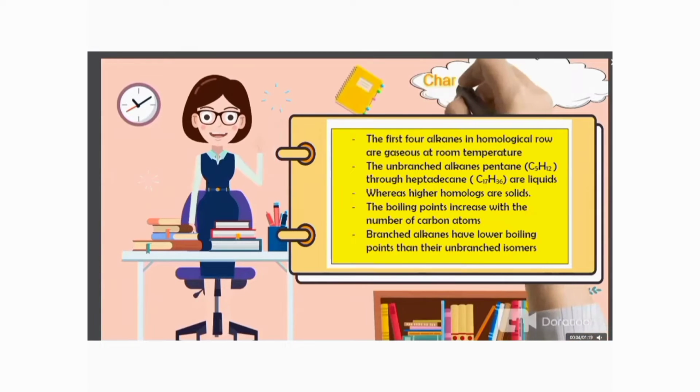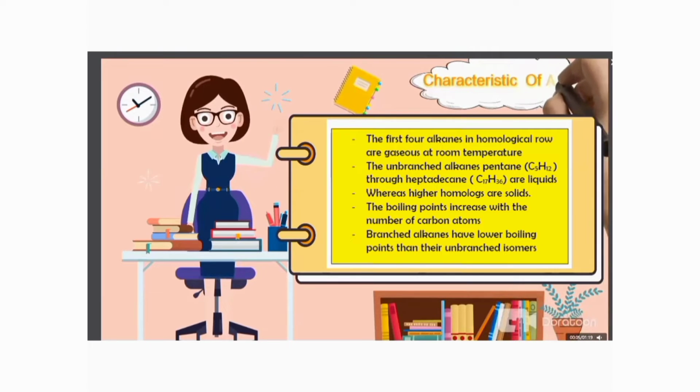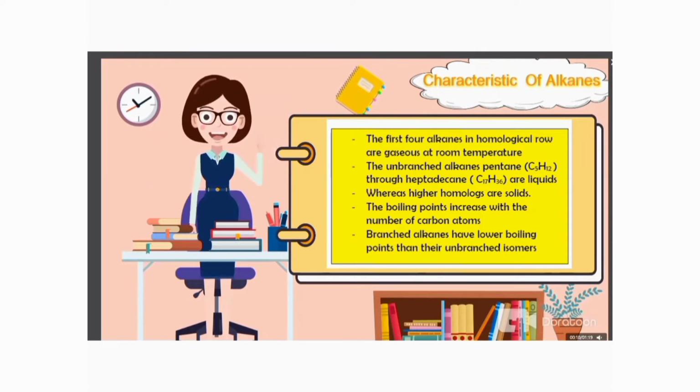Characteristics of alkanes. The first four alkanes in the homologous series are gases at room temperature. The unbranched alkanes, like pentane through heptadecane, are liquids, whereas higher homologs are solids. The boiling points increase with the number of carbon atoms. Branched alkanes have lower boiling points than their unbranched isomers.